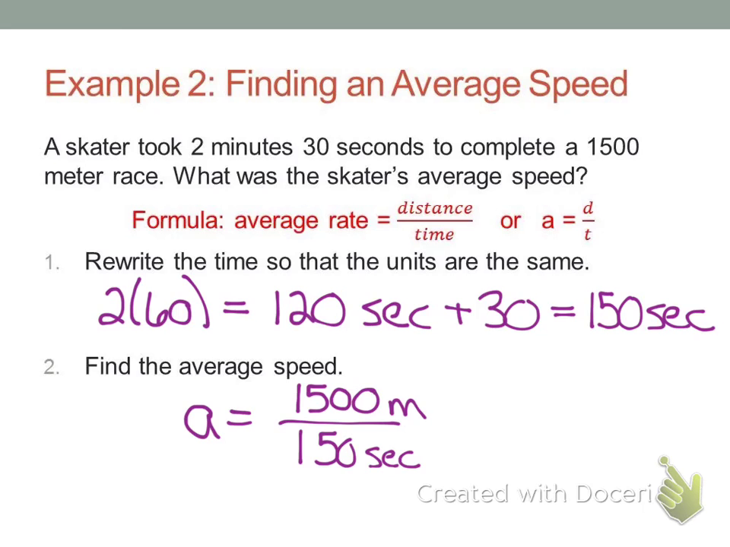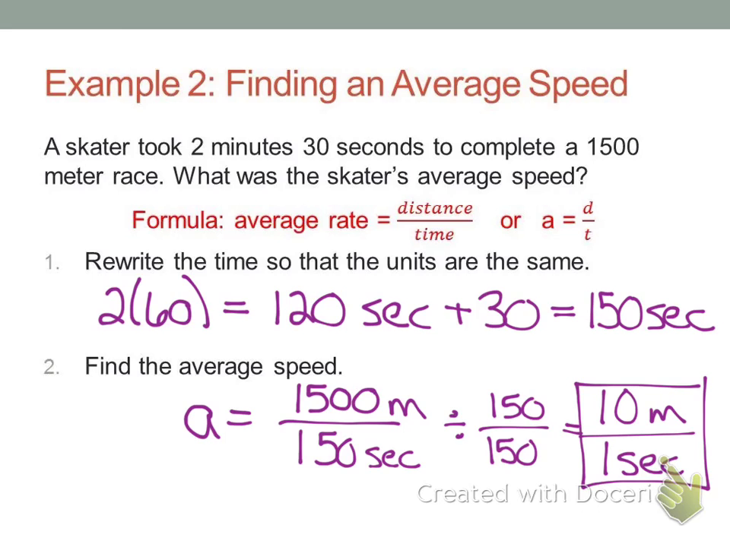What do I need to divide top and bottom by? 150. Top and bottom. All right, and then I want you to figure out what your unit rate will be. All right, so what's our answer going to be? Very good. 10 meters in 1 second.